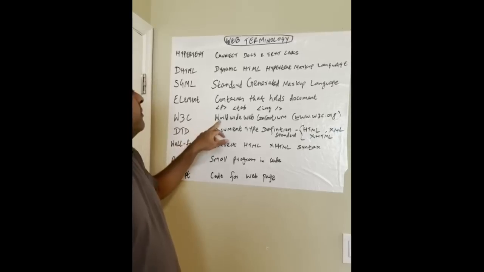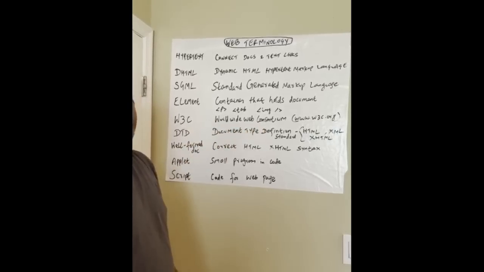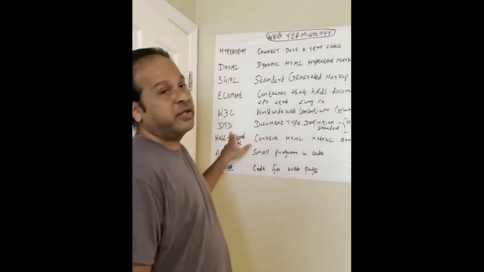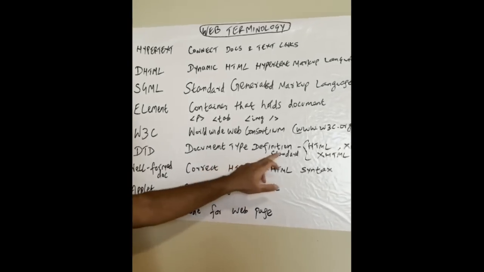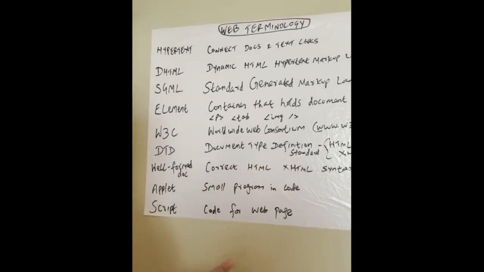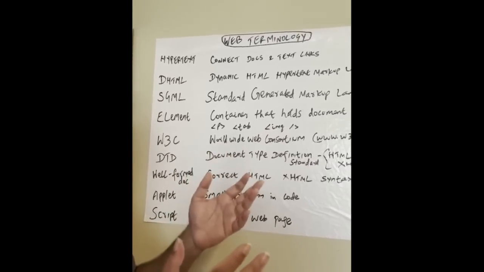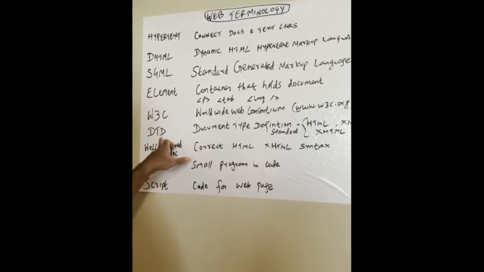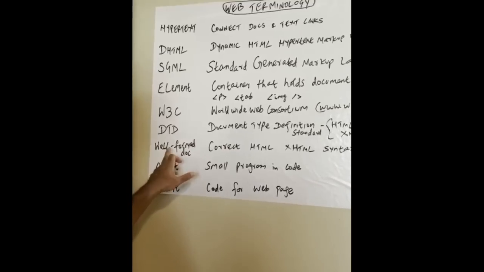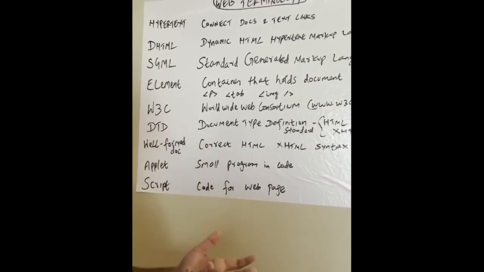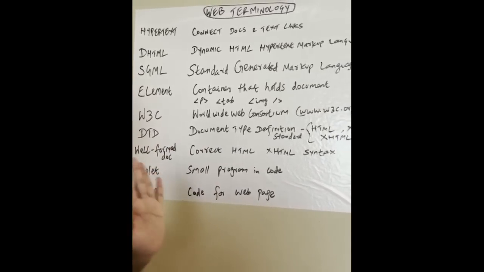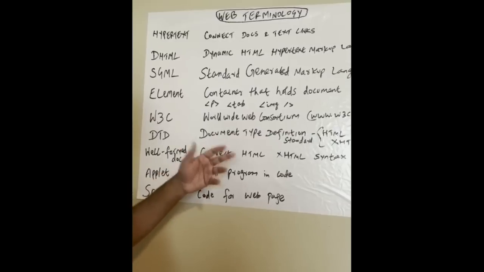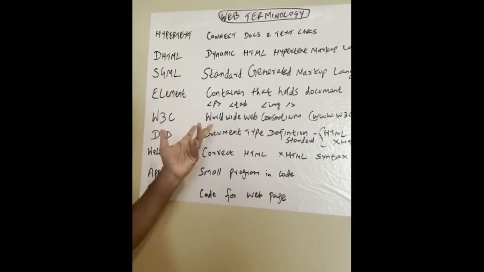W3C stands for the World Wide Web Consortium. That is like a standard for all the web things we do. DTD stands for document type definition. So for any language, we need to have like a standard, okay, these are the rules. We can put these statements here, these elements here. So that definition is called document type definition. A well-formed doc. A well-formed document means there are no errors. All the syntax is correct. HTML and XHTML syntax. So when you run this file, there won't be any errors. It's a well-formed doc.